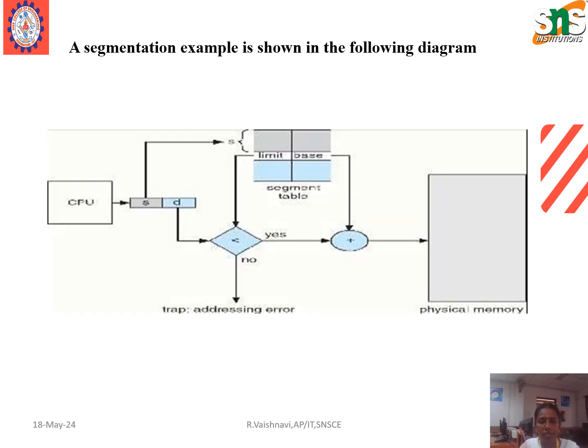Next slide, we have the diagrammatic representation of the segmentation example. Here we have the CPU. The CPU is connected to the segment table and the dynamic allocation. Next, the segment table is connected to the limit and the base. Below that we have the segment table, and then it goes under a condition whether it is yes or no, and finally, if the condition is yes, then it goes to the physical memory.